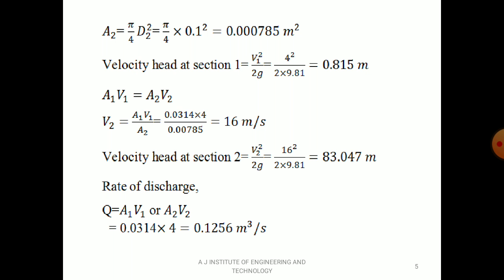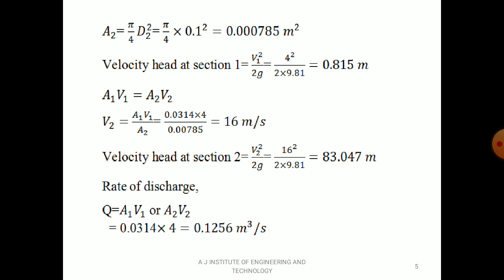Next, we don't know the velocity at section 2, so we are supposed to find v2 before calculating the velocity head at section 2. That can be obtained by using one relation, that is Q equal to a1 v1 equal to a2 v2. There is a relation for discharge that you have to remember: a1 v1 equal to a2 v2. Now a1 is known, v1 is known, a2 is known, so you can calculate v2.